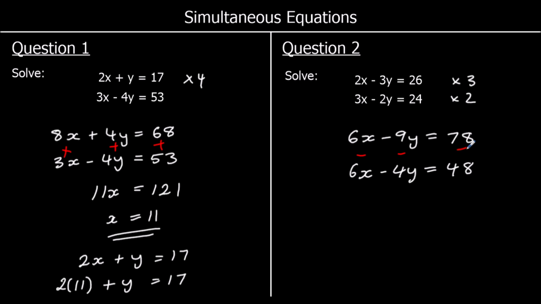6x, take away 6x is nothing. Negative 9y, take away negative 4y. So if we take away a negative, we go up. So negative 9 plus 4 is negative 5. And 78 minus 48 is 30. So divide both sides by negative 5. A positive divided by a negative is negative, and 30 over 5 is 6. So y is negative 6.